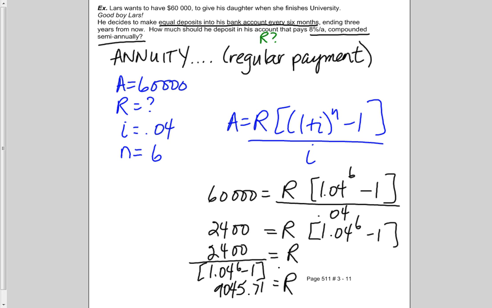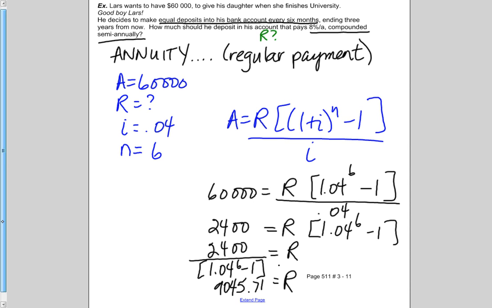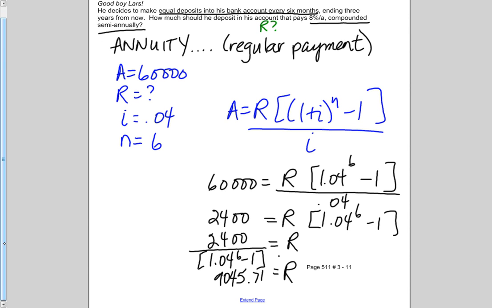Does that make sense? Is it reasonable? If he wants $60,000, he is putting $9,000 in 6 times. He is going to be putting money in himself that is less than $60,000 and earn some interest. He will add up to $60,000. It is a very reasonable answer.